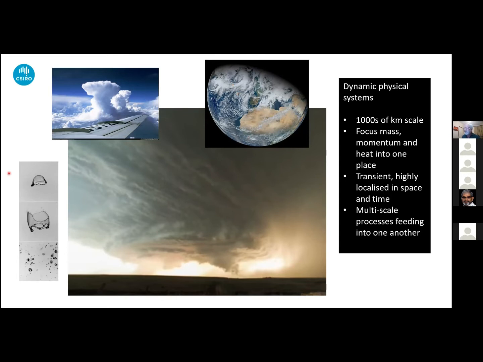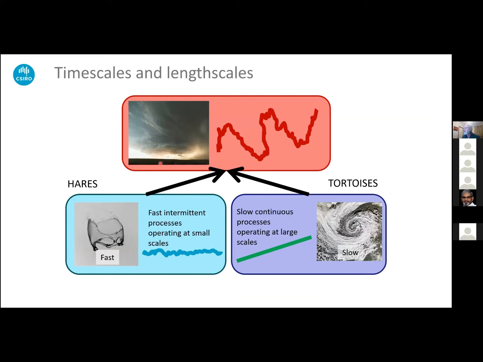Now one way to look at how these processes interrelate is to think about the scale that they're operating at. Basically we have a mixture of raindrop type processes. These are relatively fast, intermittent processes operating at small scales. And these combine together up into slow, continuous processes that operate at large scales. You can think of them in the old Aesop's fable of hares and tortoises.